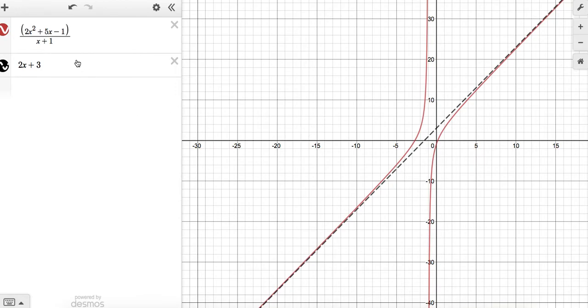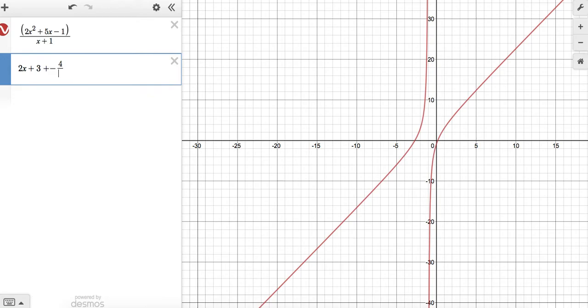Well, if you think of your division statement, you had this division is equal to 2x plus 3 plus the remainder over divisor. Okay, so I end up with actually plus remainder negative 4 divided by x plus 1. Okay, that's the exact same graph.